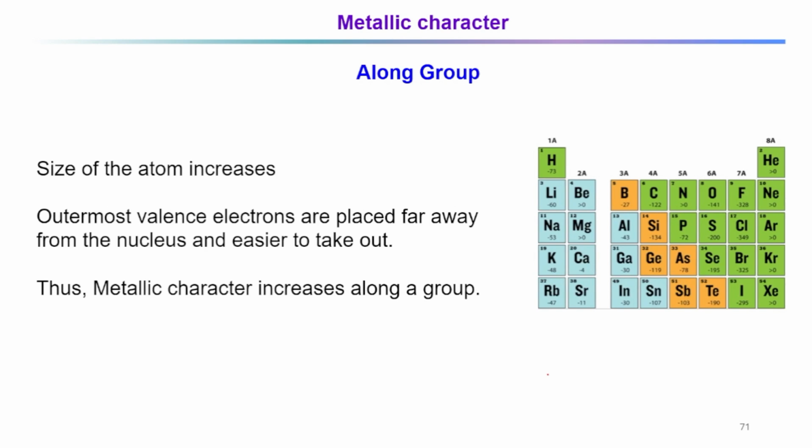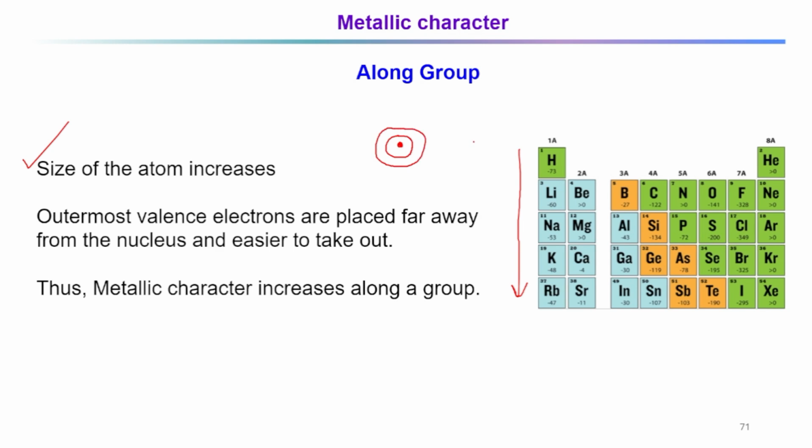Now next see along a group. What are the factors that are working along a group? So if we go from top to bottom along a group, we can see the size of the atom increases. We have already seen that when we go from top to down, the number of orbits increases. As a result, the size of the atom also increases. Now I will show. Let's suppose in case of lithium, so this is the nucleus and this is the first orbit and this is the second orbit.